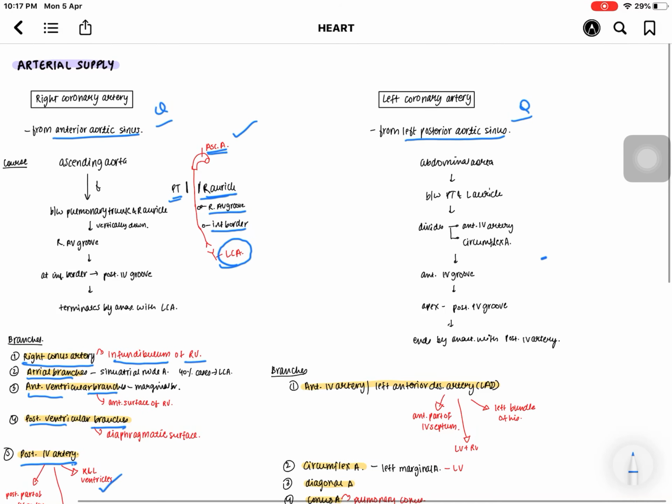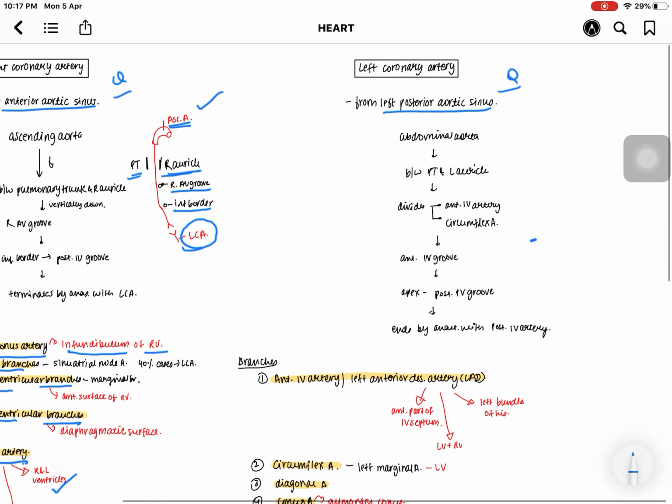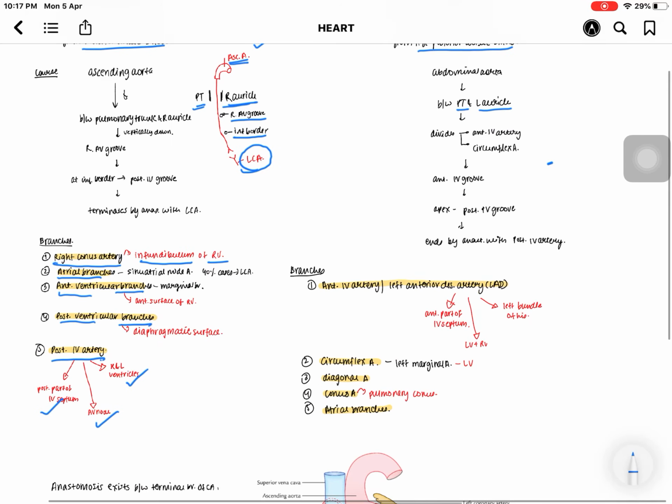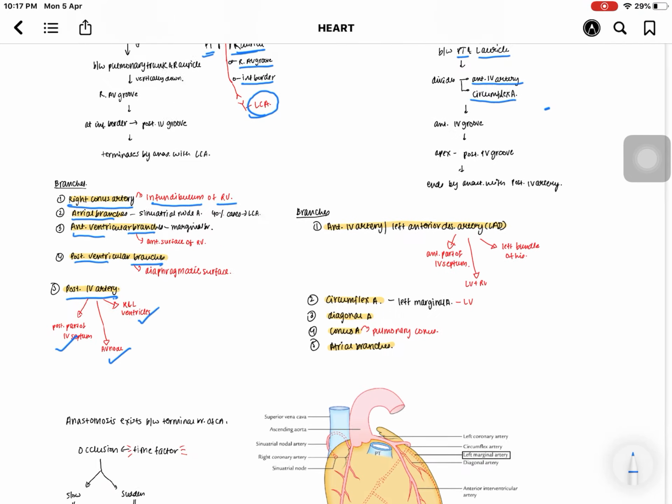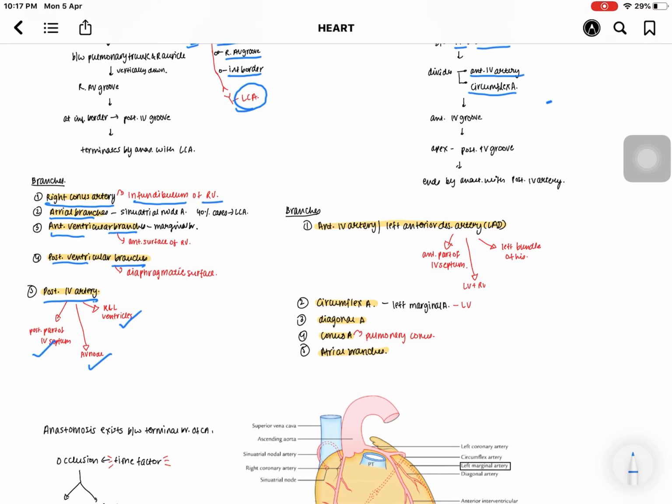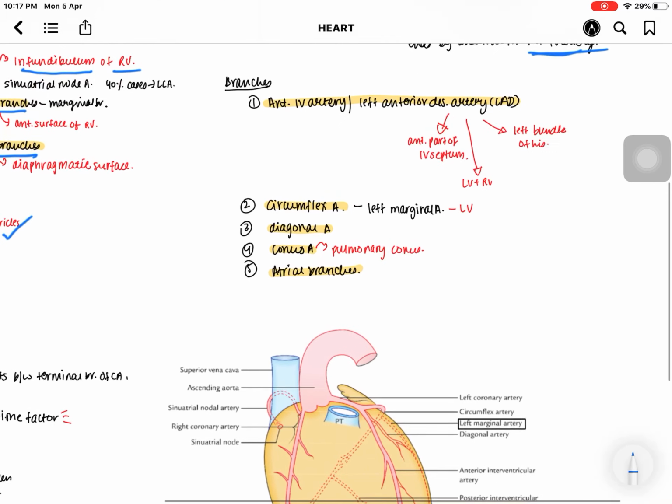Coming to the left coronary artery, which originates from the left posterior aortic sinus, it takes its origin and moves downwards between the pulmonary trunk and left auricle, and it divides into the anterior interventricular artery and the circumflex artery. The anterior interventricular artery moves in the anterior interventricular groove and goes to the apex, goes posteriorly, and ends by anastomosing with the posterior interventricular artery.